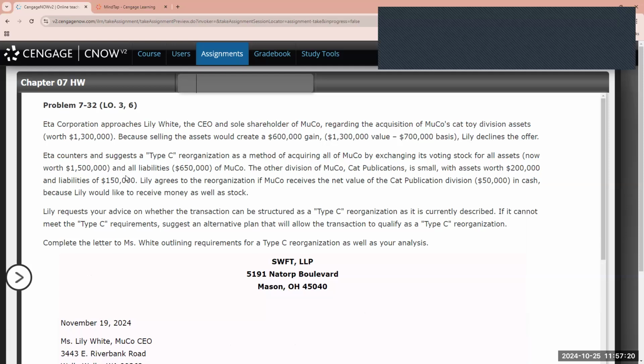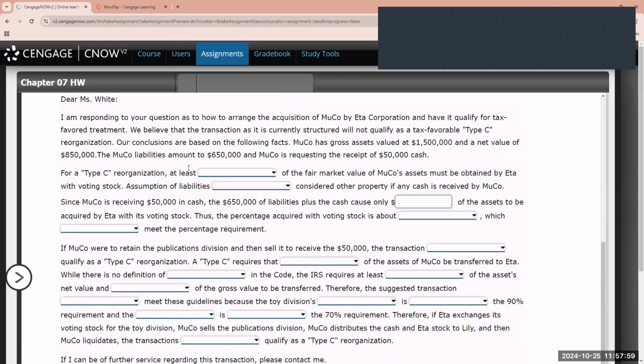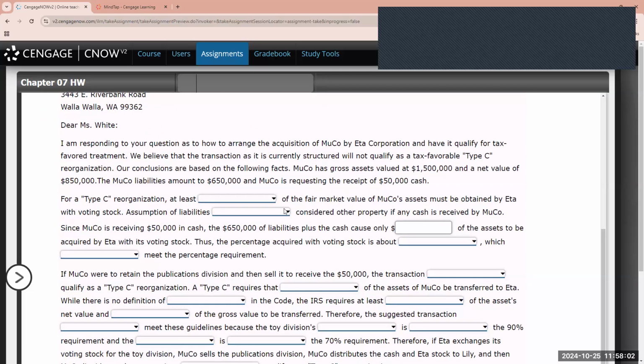We scroll up. We see the value of the toys, which is worth $800,000 for toys. And then we see the value of $50,000. So here we see the difference for the cat publications, the $200,000 minus the $150,000, which gives us the $50,000. And then from there, we also have to factor in the $800,000 value of the toys, which is the appreciation, or the basis rather. And it says the Muco liabilities amount to $650,000 and Muco is requesting a receipt of $50,000 cash.